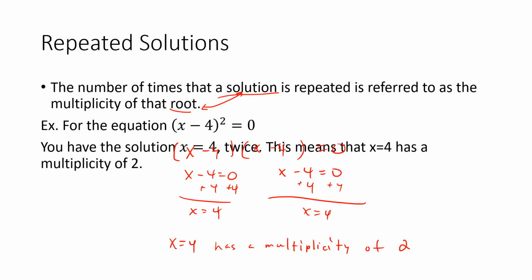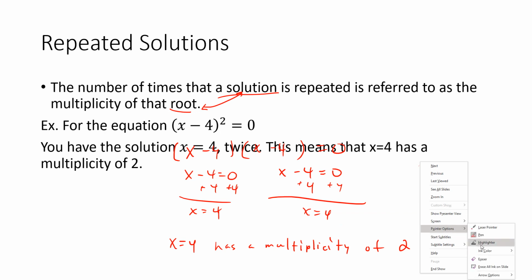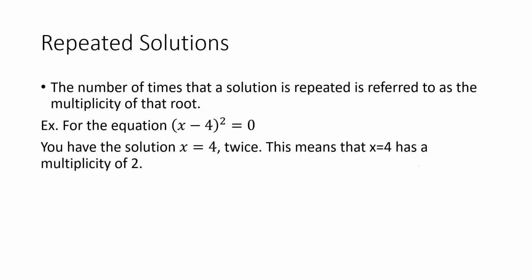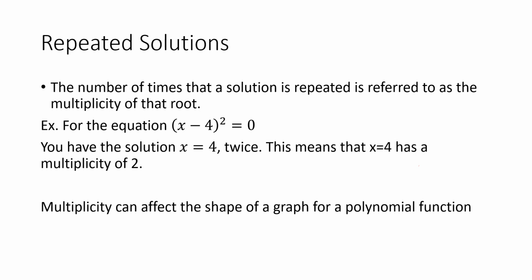Alright, so let me go ahead and erase that so that you guys can see. So you have the solution x equals 4 twice. This means that x equals 4 has a multiplicity of 2. That's what I just wrote down earlier. Multiplicity can also affect the shape of the graph for a polynomial function.